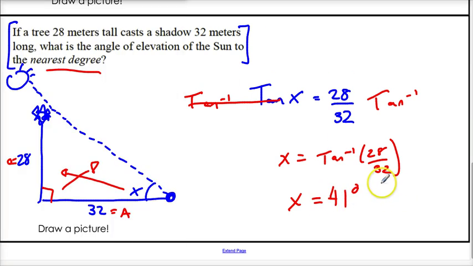Hey, look at that, we got that twice. Boom, biggity, boom. So the angle of elevation, which is always right here between the ground and up, is 41 degrees. And that's how it's done, folks.